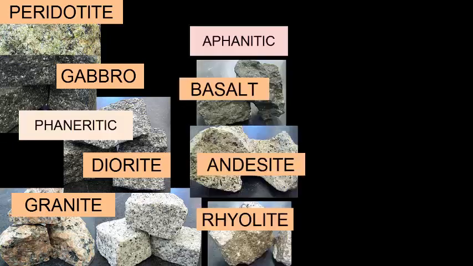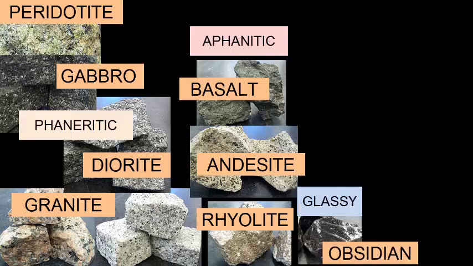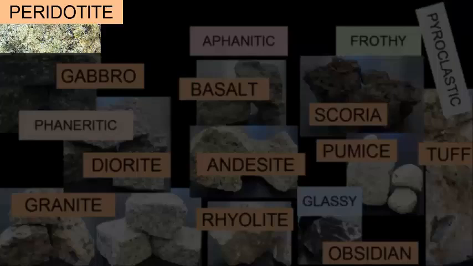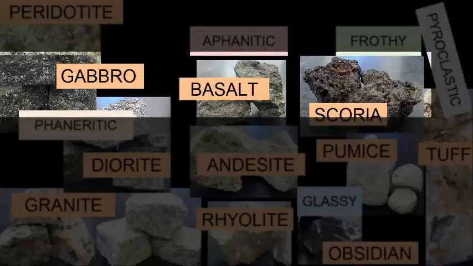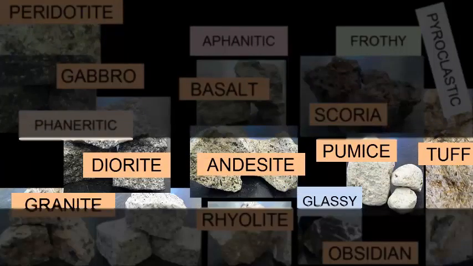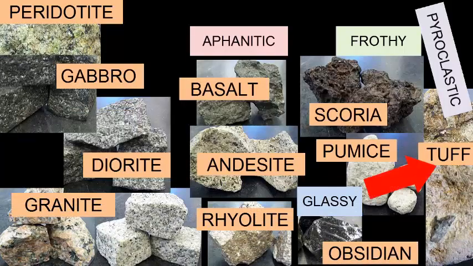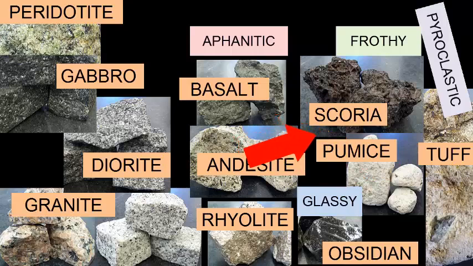So let's line up all these rocks in the order of the rock chart, with the phaneritic texture on the left, aphanitic next, then glassy, then frothy, then pyroclastic. Ultramafic composition is at the top, followed by mafic, then intermediate, then felsic. Starting on the right, we have tuff, scoria, pumice, obsidian.